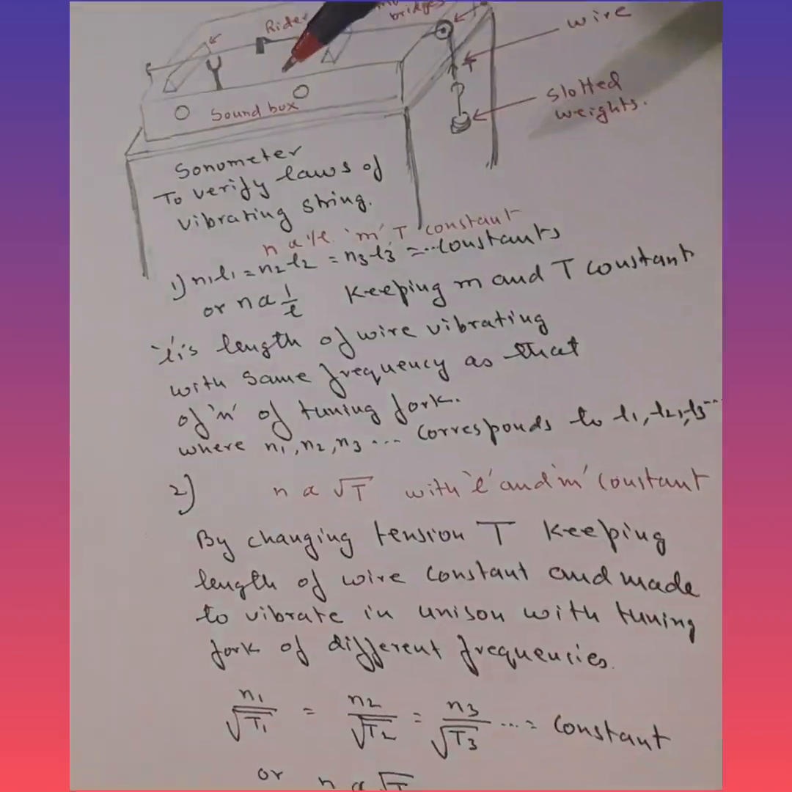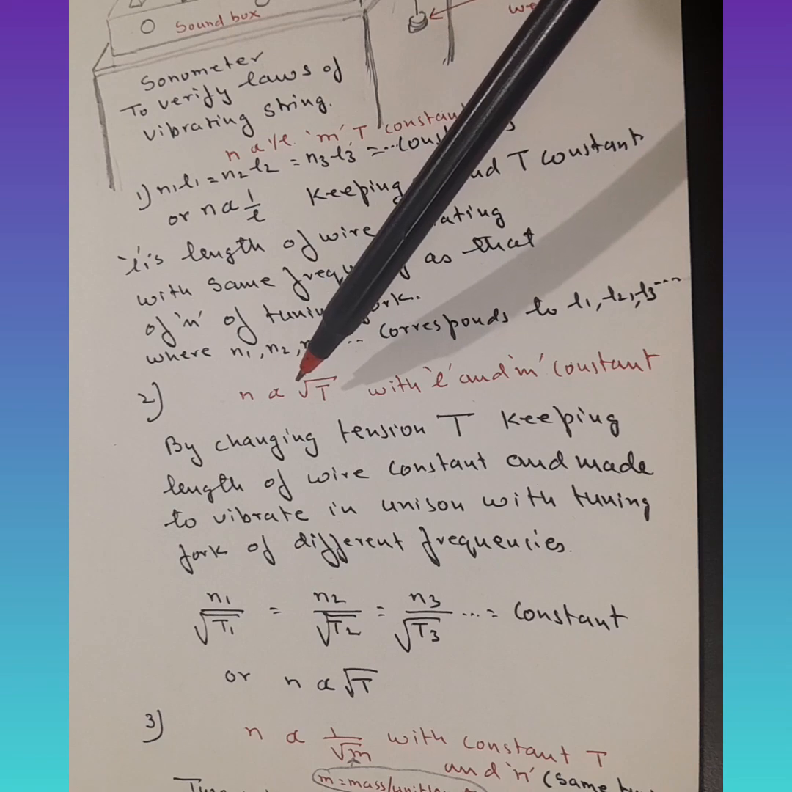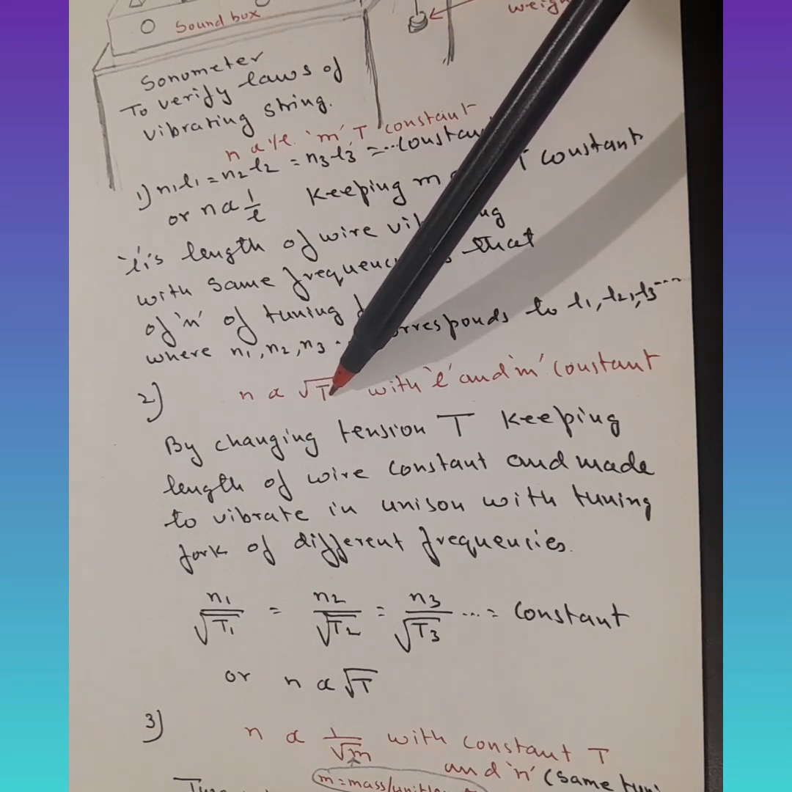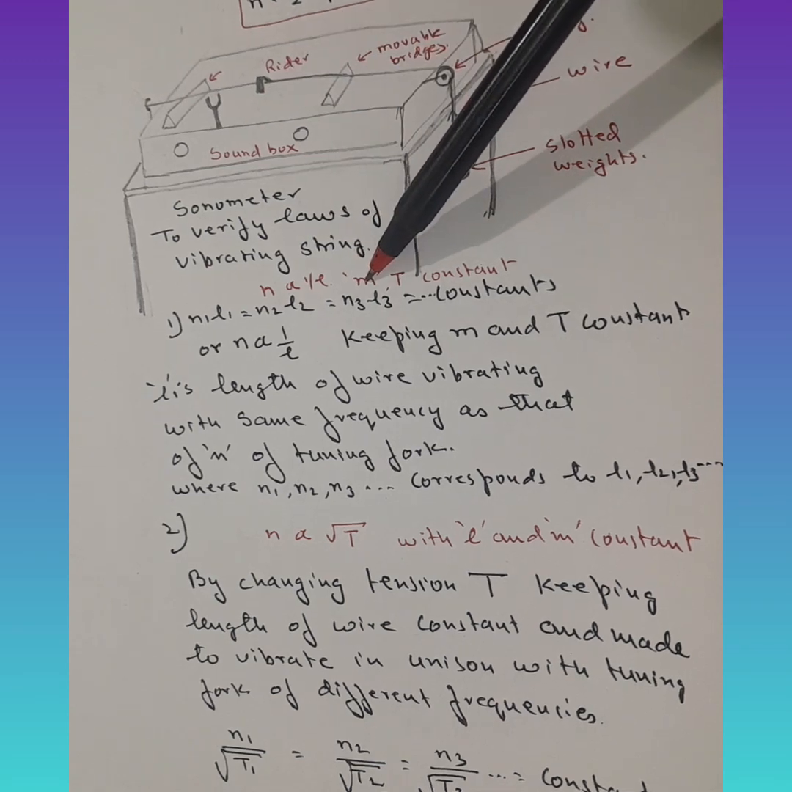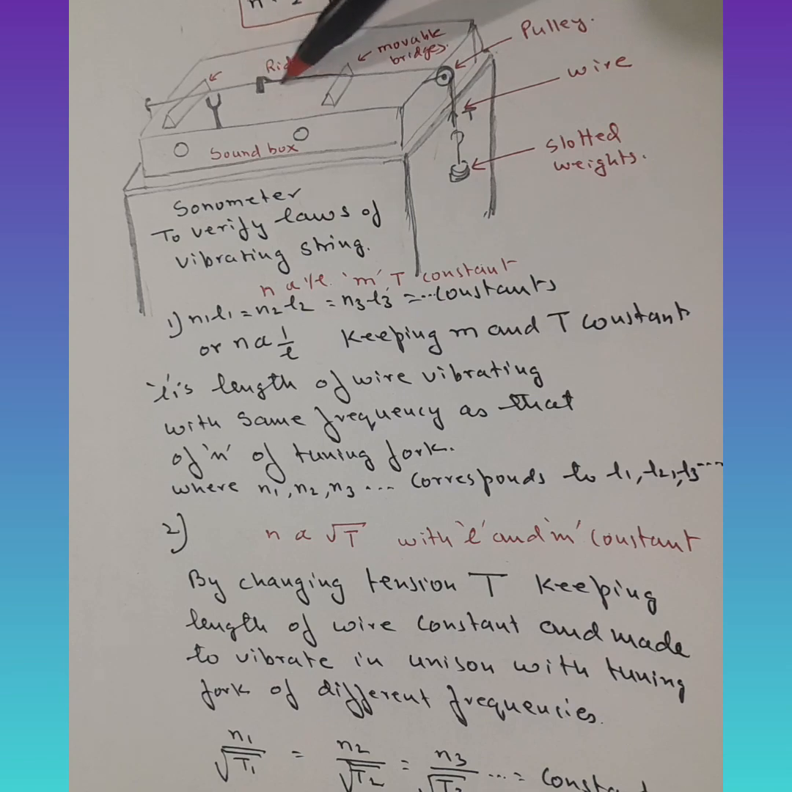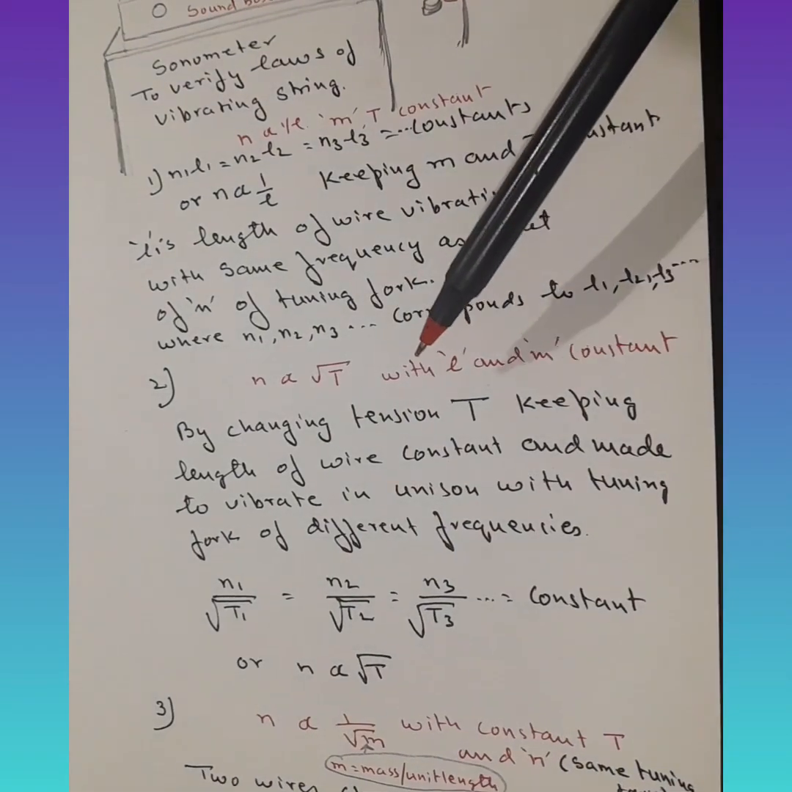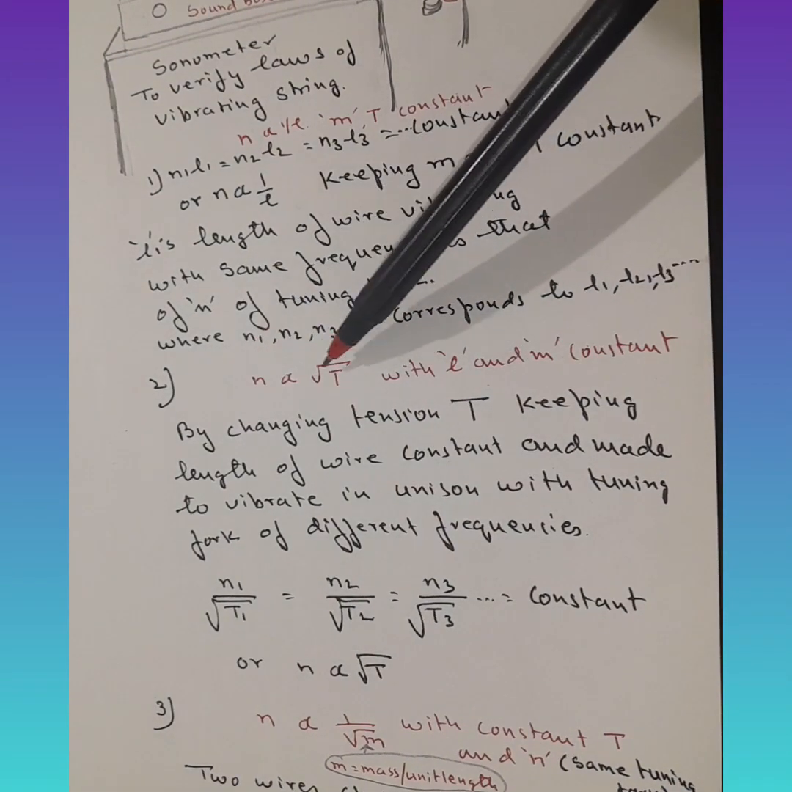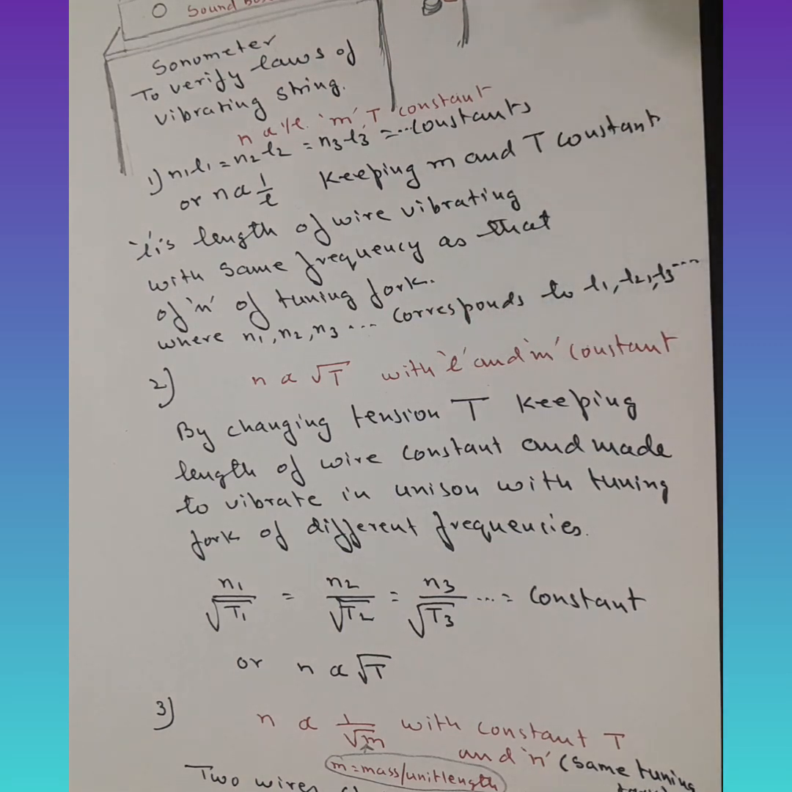Okay, so the next part is getting into N is directly proportional to root of tension. Now keep one thing in mind. When we did this, at that time we had kept m, small m, that is mass per unit length of the wire, constant, and even the tension was kept constant. Now we are carrying out the experiment for frequency and tension. So obviously the length of wire would be fixed and mass per unit length also would be constant.